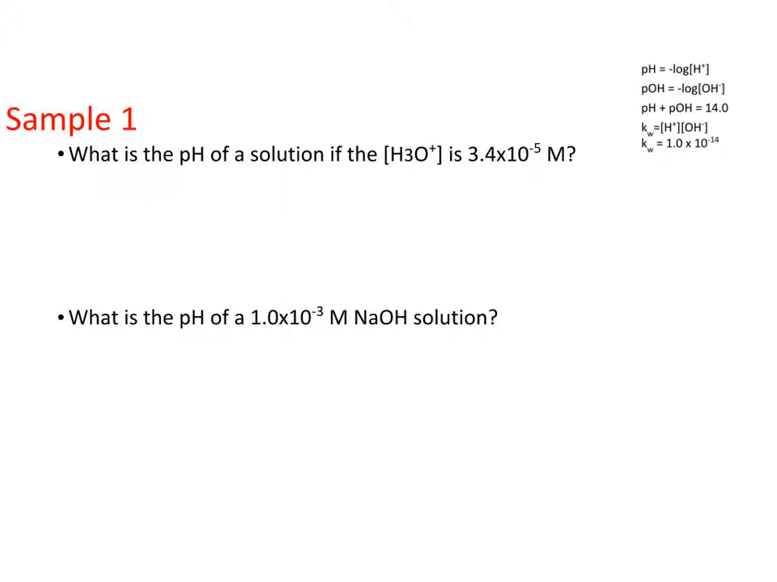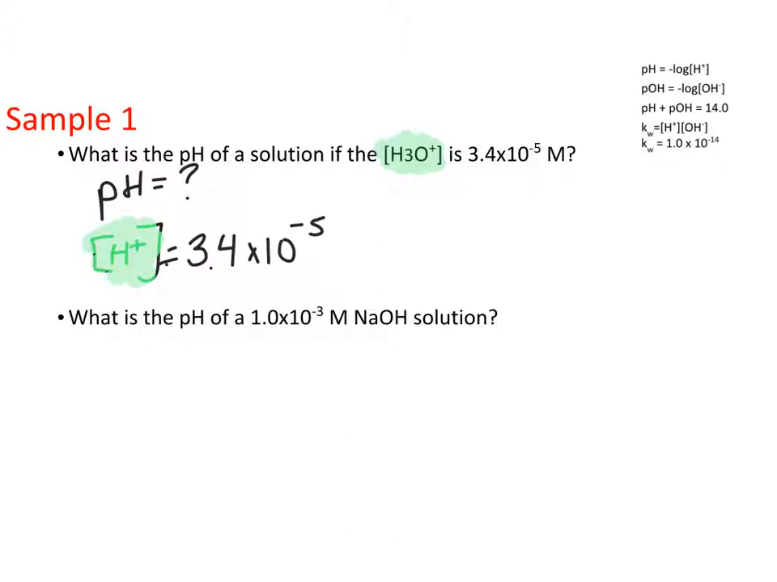All right, so in this problem, it says, what is the pH? So I'm looking for pH. So let's define our variables. Well, my H concentration is 3.4 times 10 to the negative fifth. Now, you do notice that I wrote concentration of H, and H3O was given in the problem. H plus and H3O plus, hydronium and hydrogen ions, are the same thing. They're going to be equal to each other, so you can use them either way.